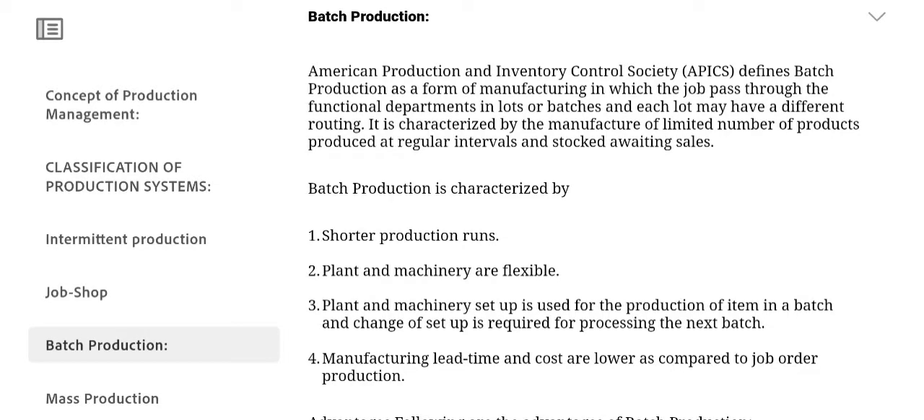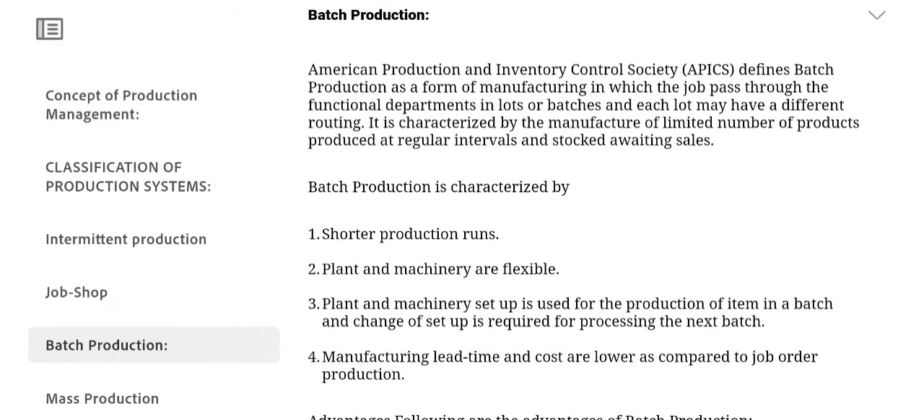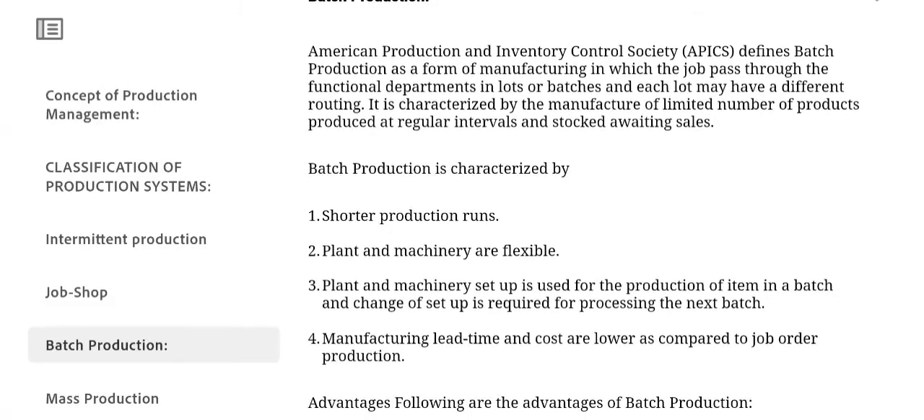As the name suggests, this is batch production. Whatever production is going on should be in batch form or lot form. Batch production is used where there is less variety but higher volume. At that time we can use batch production. Batch production is characterized by shorter production runs. Plant and machineries are flexible. We have shorter production runs in the batch production system.